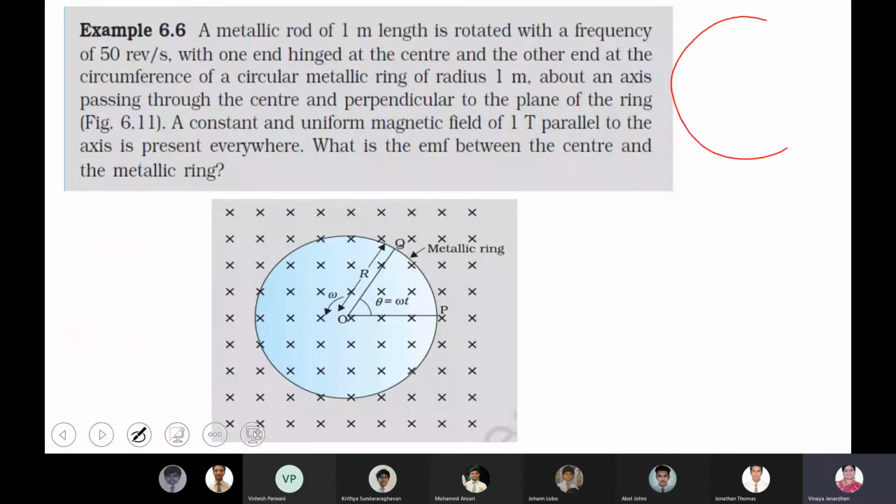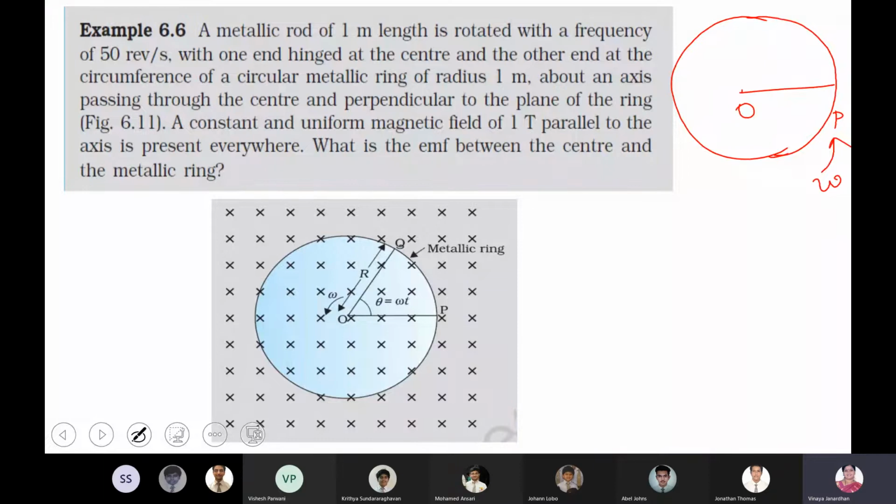Now we'll see what is meant by rotational EMF. You have a metallic ring. Inside the metallic ring, you have a metallic rod, say OP, which is capable of moving inside the metallic ring. One end of the metallic rod at point O is fixed or hinged. The other end P is capable of rotating with a constant angular speed omega.